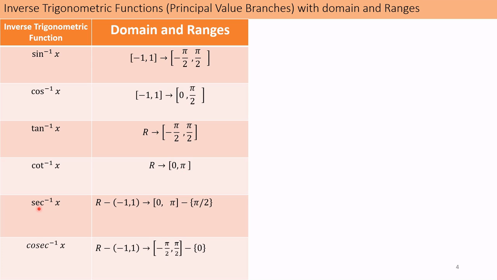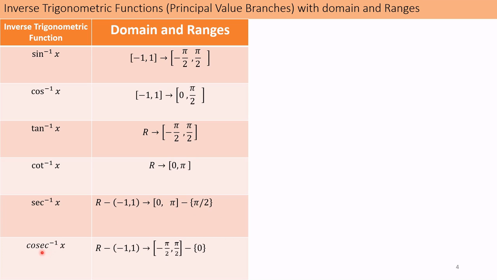For secant inverse of x, the domain is R minus the interval (-1, 1), and the range is 0 comma pi except pi/2. So the range is 0 comma pi, excluding pi/2.